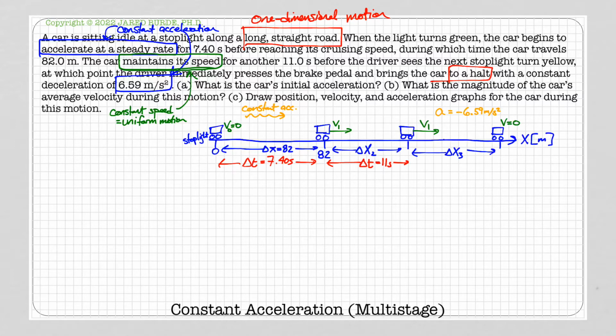And so what we are asked is to find the initial acceleration. The initial acceleration would be the acceleration during this first time interval. We want to find the magnitude of the car's average velocity during this whole motion, and then we'll draw position, velocity, and acceleration graphs. So to find the initial acceleration, we'll focus on this first time interval. We know that the acceleration is constant, and so we'll be able to use our constant acceleration equations to find the acceleration we have during that interval.